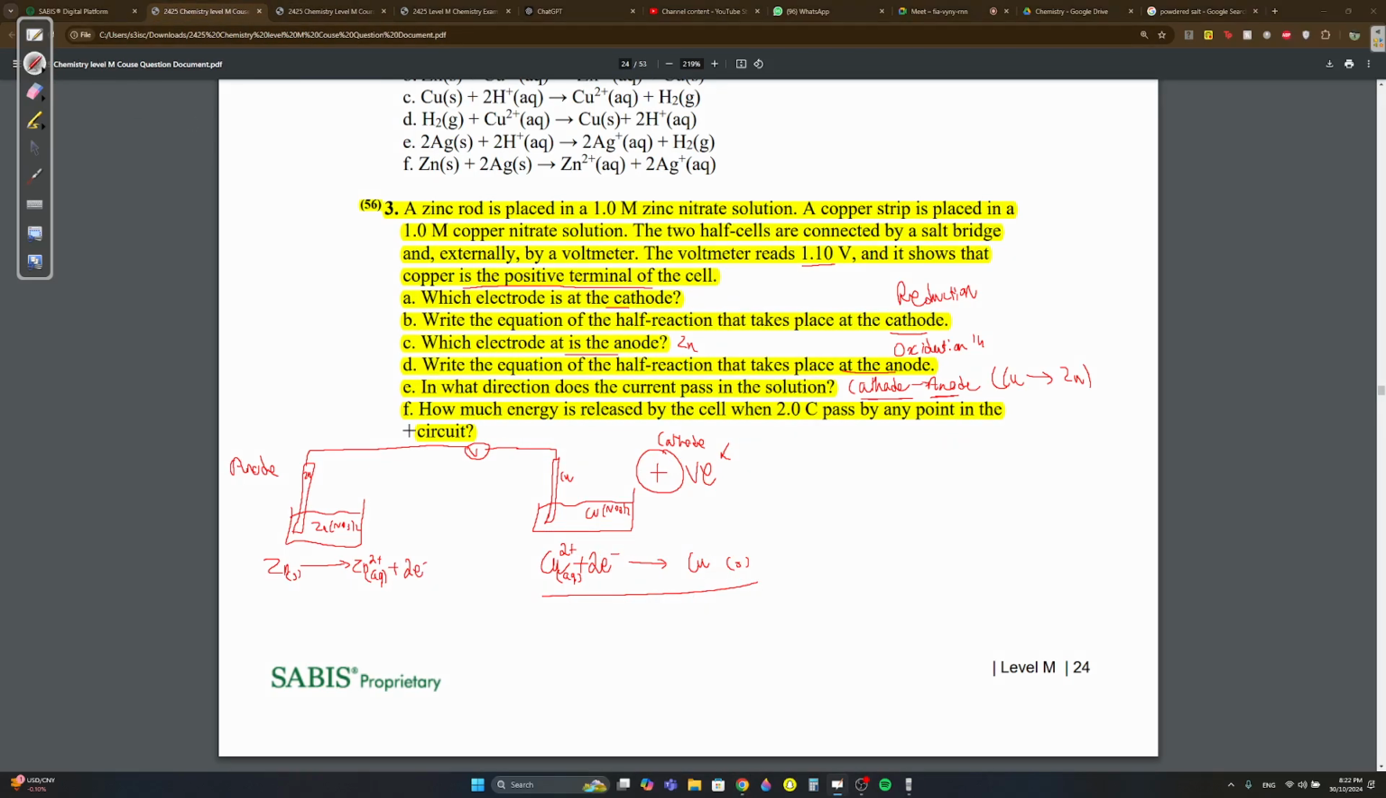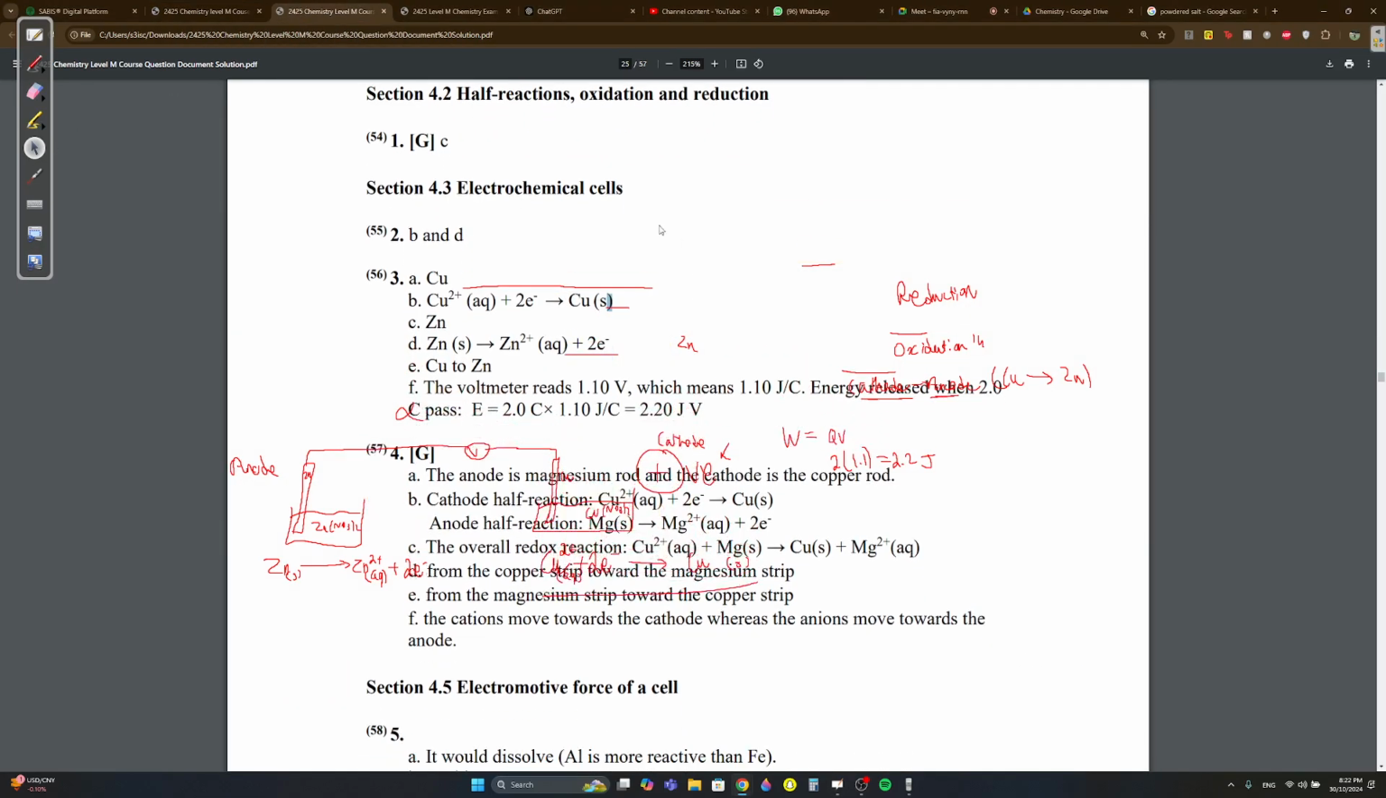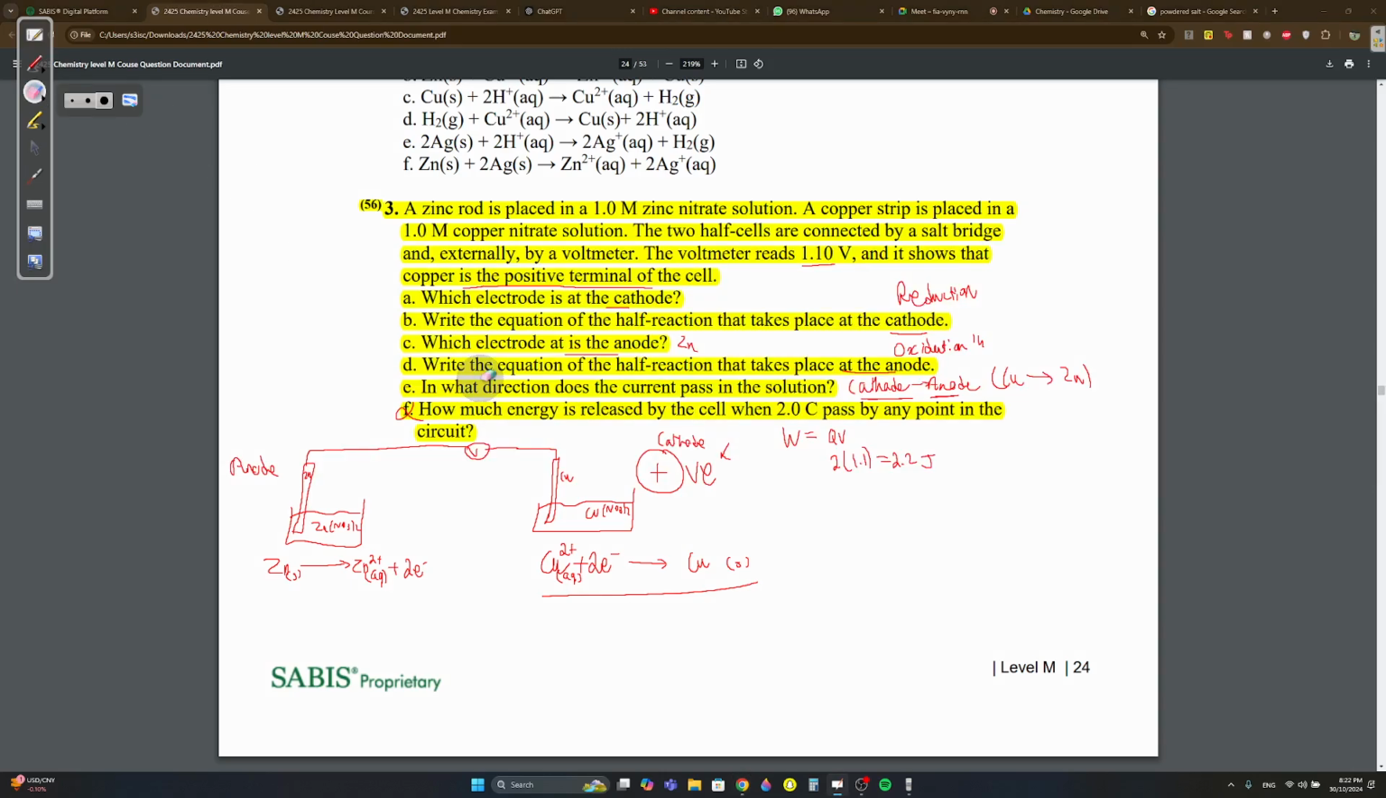F is not required, but for those who do know, W is equal to QV, so the charge is 2 and the voltage is 1.1. But this is not required, so there's no need for you to know it. However, please do it anyway. Everybody knows W equals QV, because that is energy. Okay.